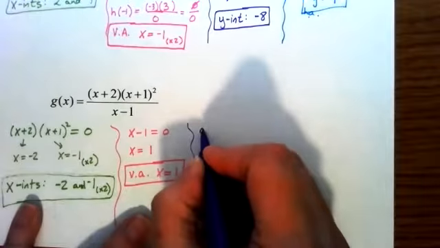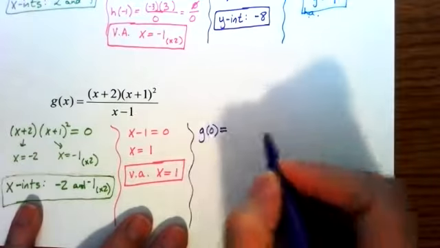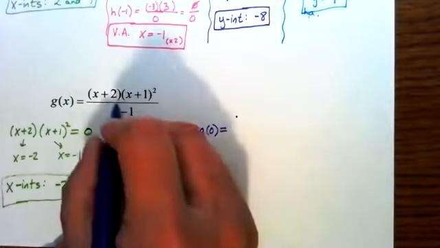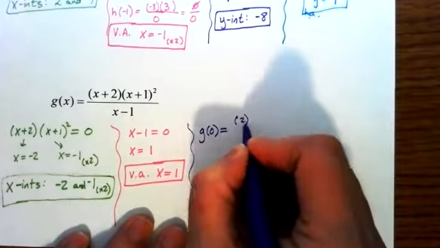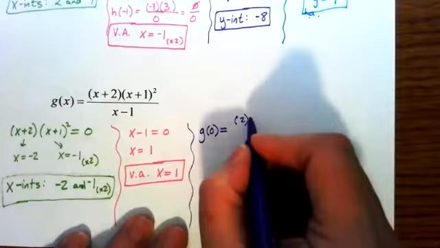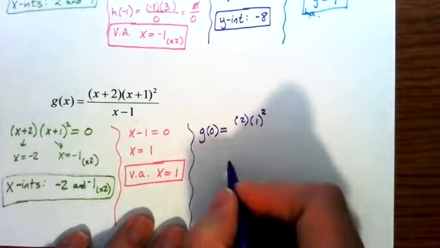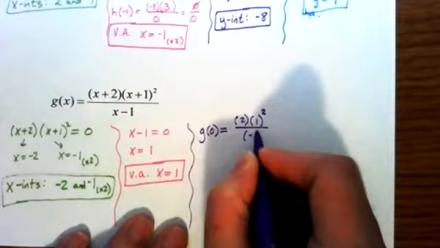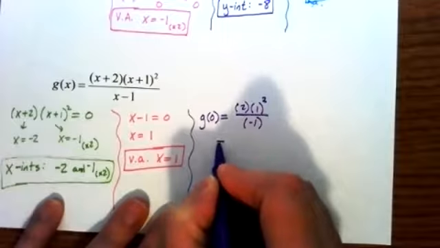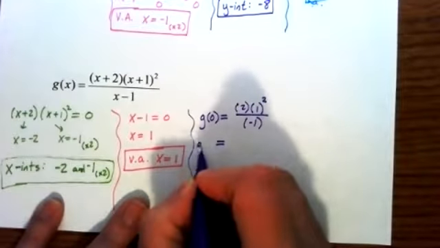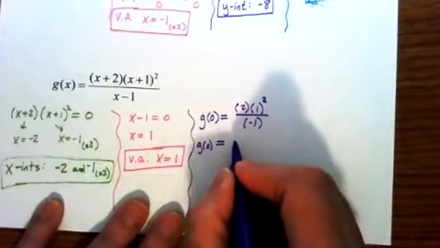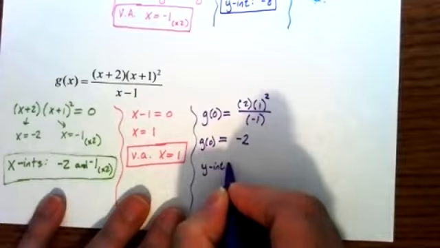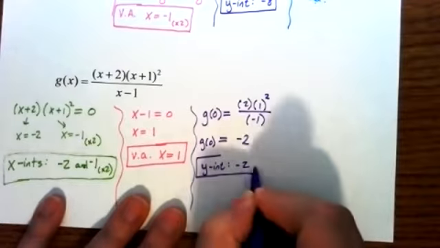Let's see what happens when we plug in a 0 and find our y-intercept. So 0 plus 2, this first factor is 2. 0 plus 1 is 1. Second factor is 1, square that. Down in the denominator, 0 minus 1, that's -1. So if you do the arithmetic to simplify that, g at 0 is an output of -2. So let me say my y-intercept is -2. That'll be a point on my graph.